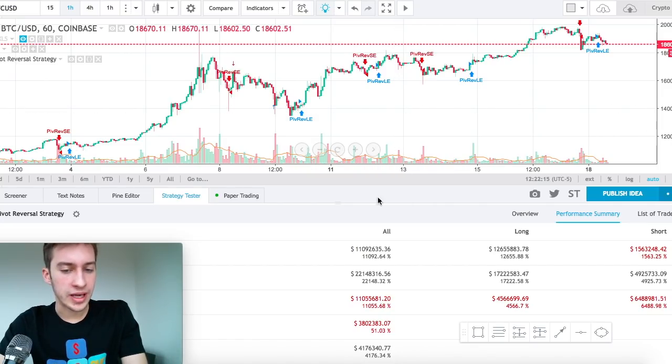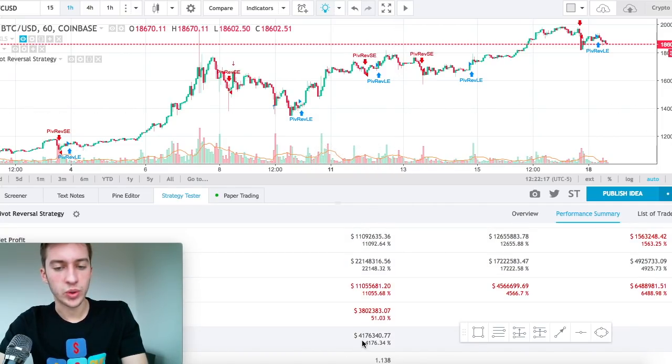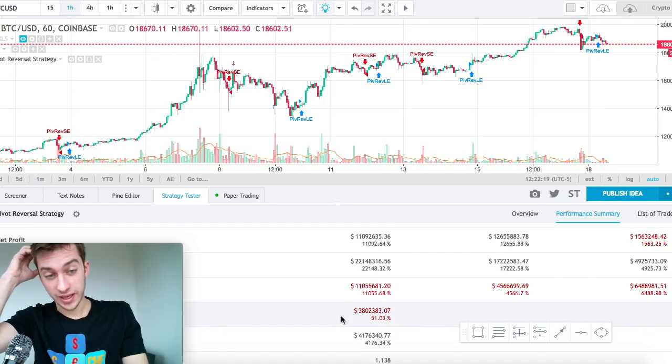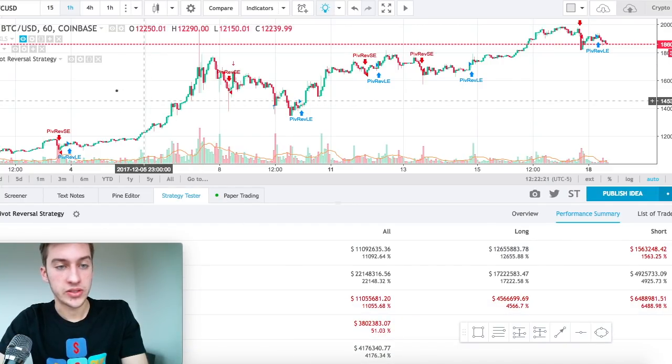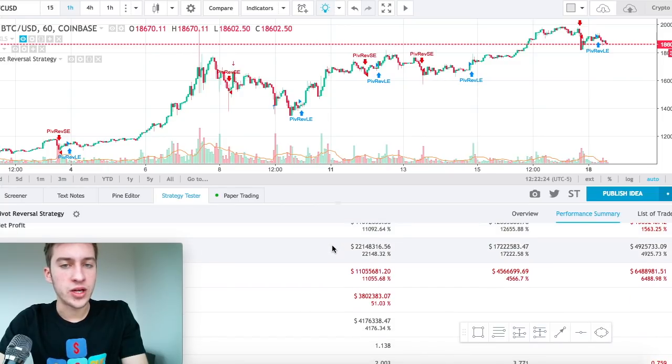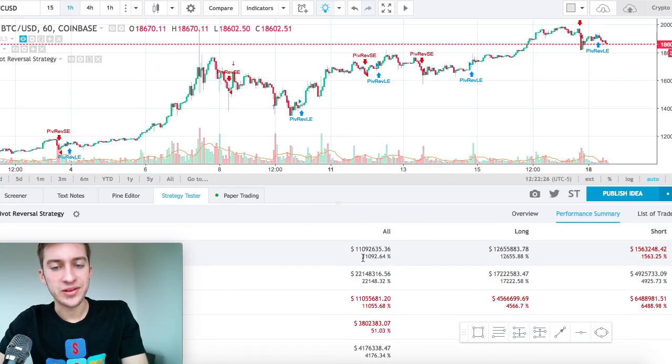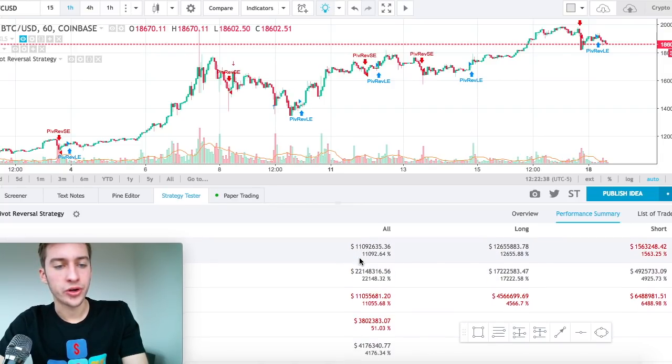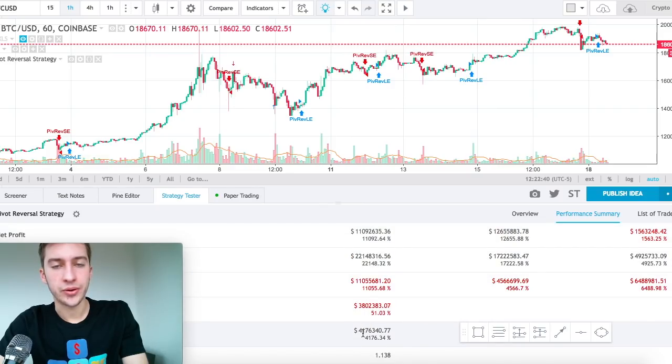So if you had just bought and held Bitcoin, you would have made a 4,176% gain from the beginning of Bitcoin being listed on Coinbase. But if you had used a strategy, then you would have made an 11,000% gain. So that's about 3 times more than just buying and holding. That's very good. We always want to compare back-tested data with our net profit back to the buy and hold return. Because if a strategy has a lower net profit than a buy and hold return, we might as well just be buying and holding.